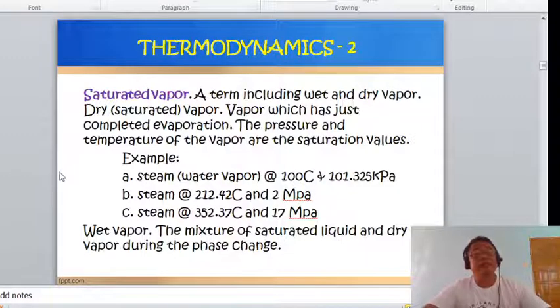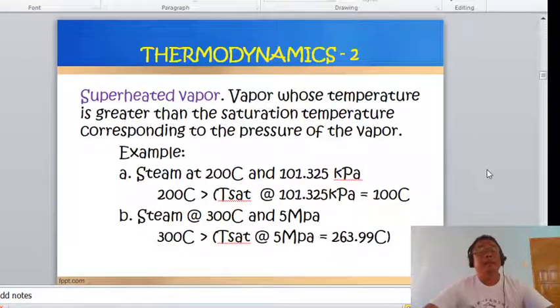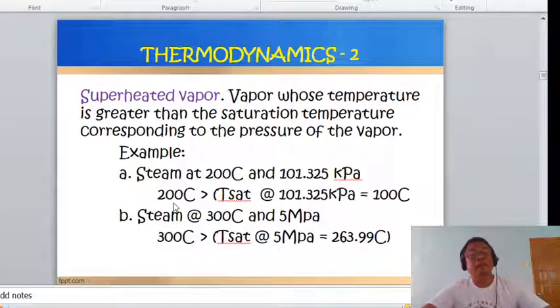Okay, so another is wet vapor. So, the mixture of saturated liquid and dry vapor during the phase change. Okay, I think it is clear. Another is superheated vapor. So, vapor whose temperature is greater than the saturation temperature corresponding to the pressure of the vapor. Okay, so another example is steam at 200 degrees Celsius and 101.325 kilopascal.